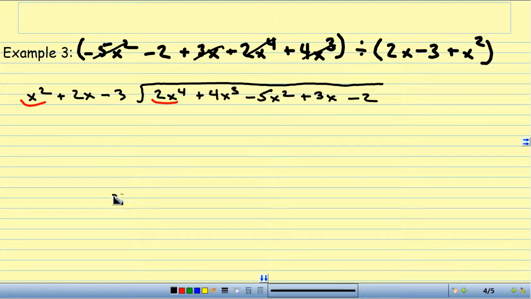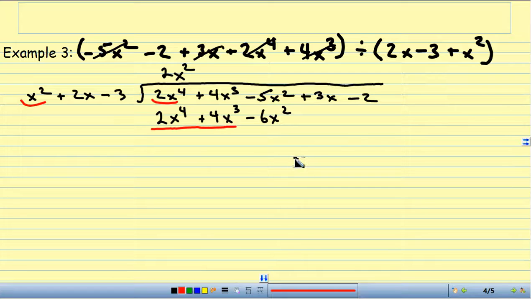So I have x squared times what gives me 2x to the 4th? Well, that should be 2x squared. x squared times 2x squared gives me 2x to the 4th. Now when I multiply it out, 2x squared times x squared, 2x to the 4th, 2x squared times 2x, 4x cubed, and 2x squared times negative 3, negative 6x squared.